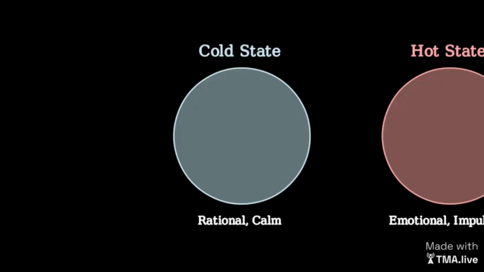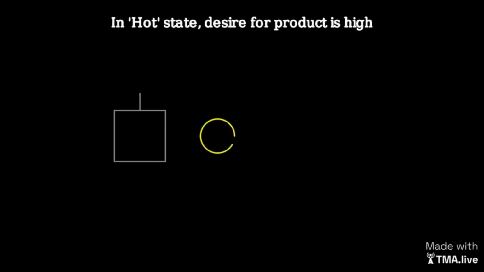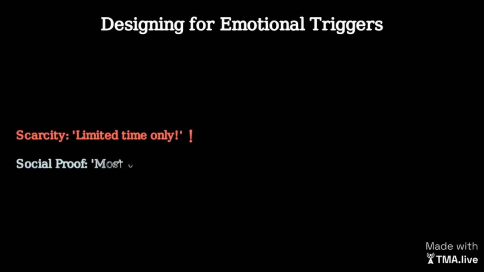When we're in a hot emotional state, our desire for a product increases, often leading to impulse buys we might not make when calm. To leverage this, designers use emotional triggers like scarcity, social proof, and urgency. These cues encourage impulse buying by appealing to our hot emotional state. Practical examples include flash sales with countdown timers, limited stock notifications, and displaying customer reviews. Understanding the hot-cold empathy gap allows us to design more engaging and effective user experiences.